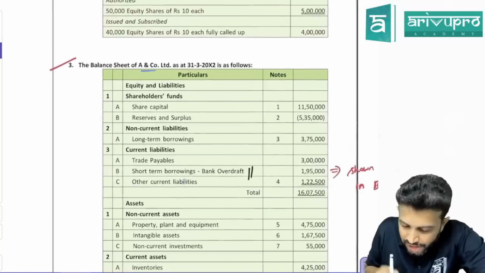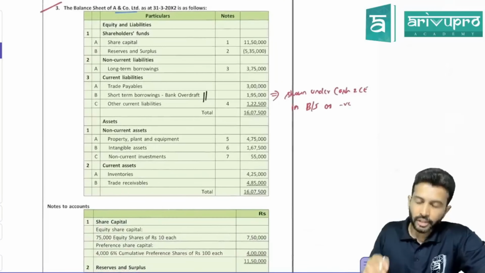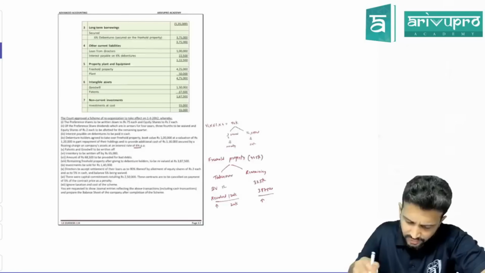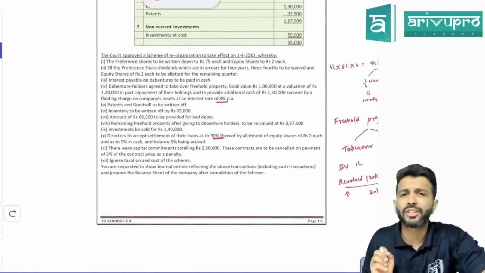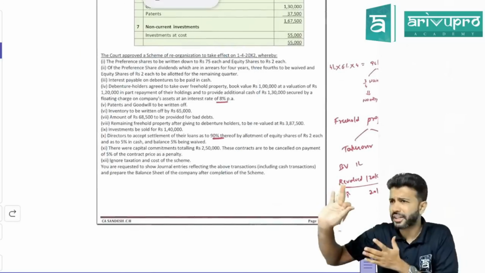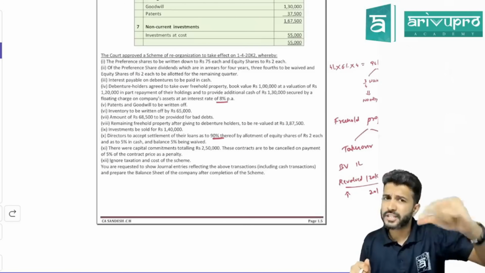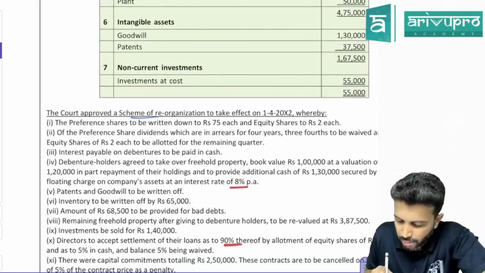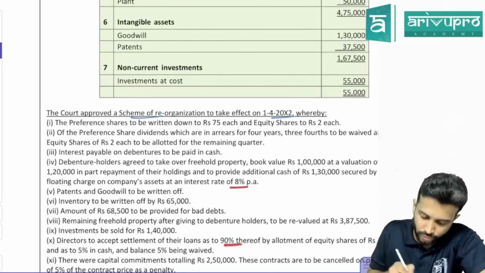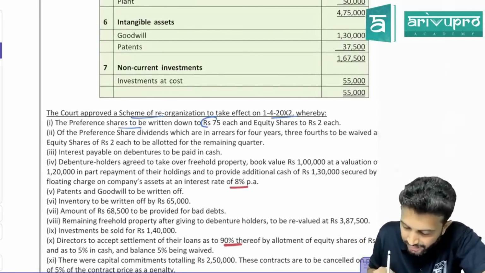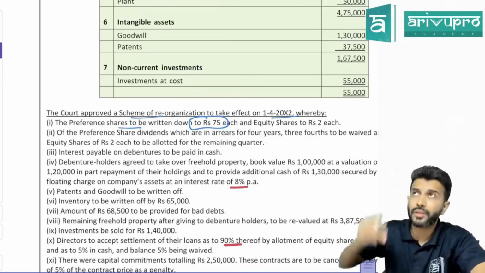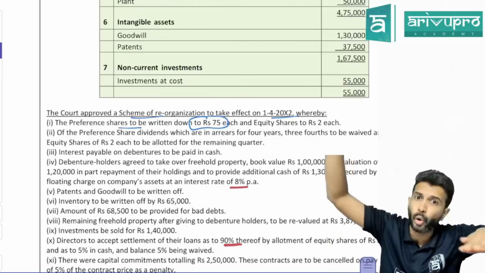Okay, so the balance sheet of this particular company they have given. Sir, in this problem the balance sheet is not needed, because everything will be there in the adjustments. What you have to do is forget the balance sheet for now and go over all the adjustments one by one. The court approved a scheme of reconstruction with effect from 1st April 20x2. First, preference shareholders have to be written down to 75. That means from whatever value it is, you bring it to 75.